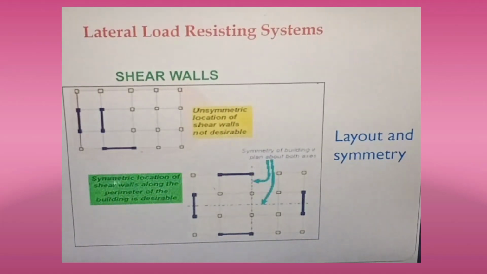Here you can see symmetric location of shear walls along the perimeter of the building is desirable. If you provide them along the perimeter of the building, it is going to be useful. Asymmetric location of shear walls is not desirable. If you place them like this, it is not useful. You have to place the shear walls in this fashion, that is along the perimeter.